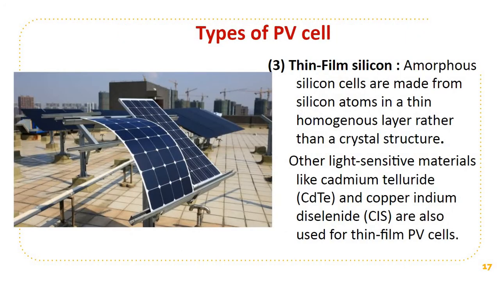Thirdly, the thin film silicon. Amorphous silicon cells are made from silicon atoms in a thin homogeneous layer rather than a crystalline structure. Other light sensitive materials like cadmium telluride and copper indium diselenide are also used for thin film PV cells.